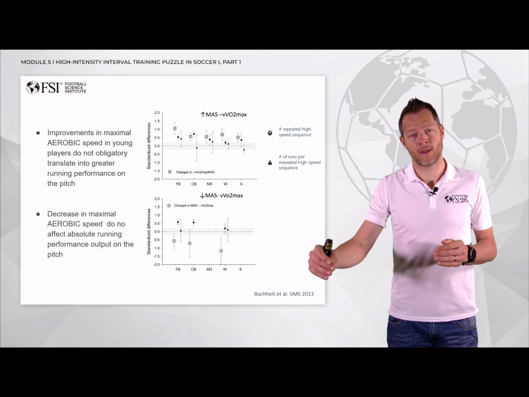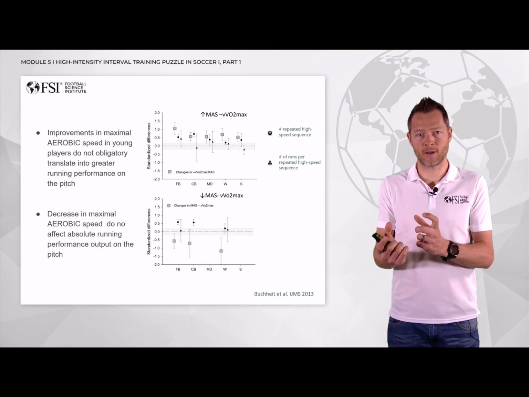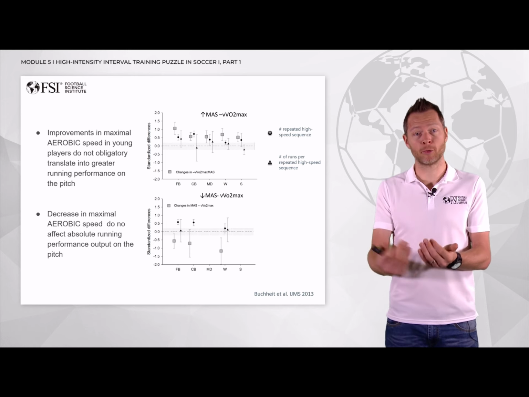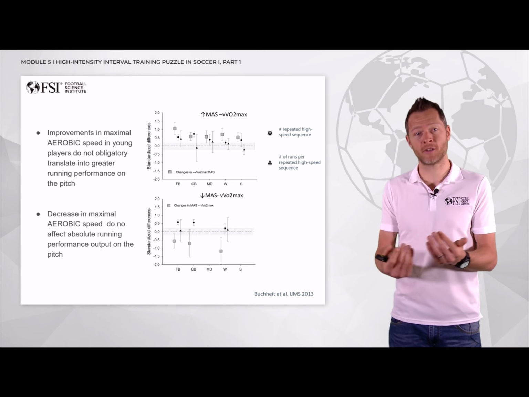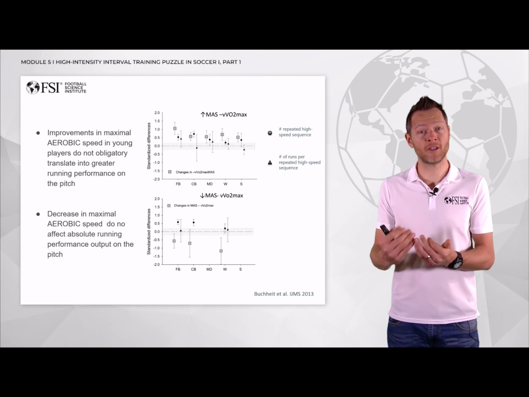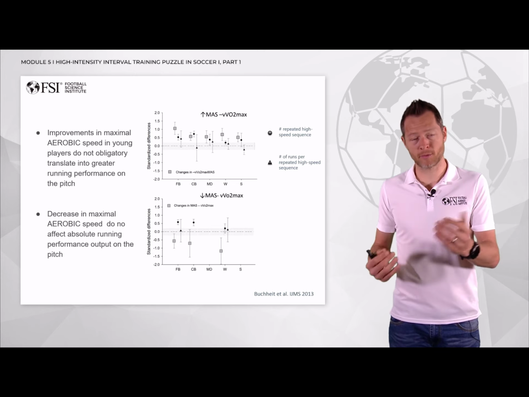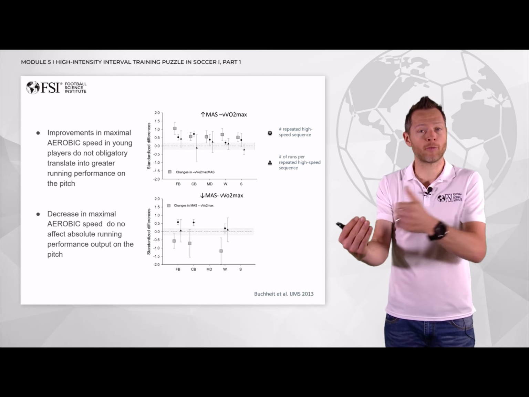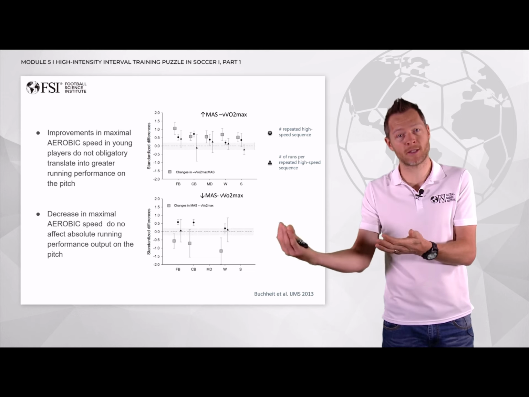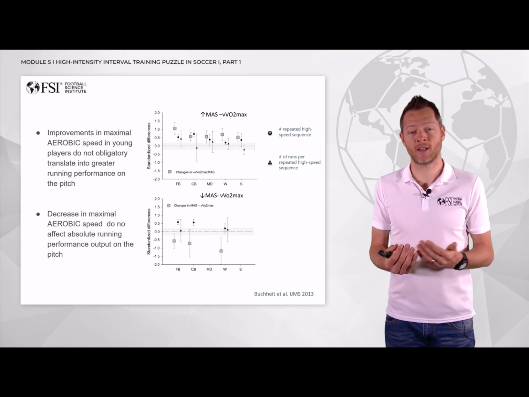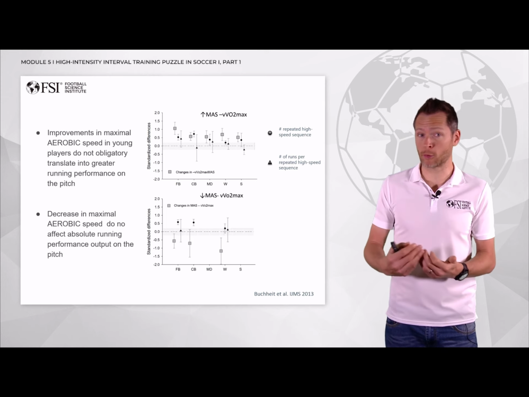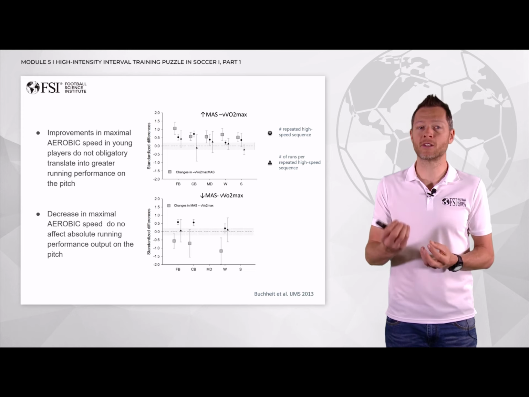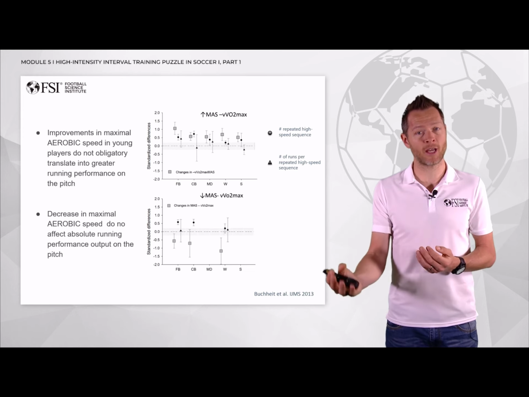For those kids, if there were a clear association between fitness and game output, we would expect that the running output would have dropped similarly to their fitness. But in that case, as you can see, the fitness dropped, but the running performance during games actually increased. It increased because they had to match the running demands of their teammates who got fitter. They lost fitness, but they were still able to do more on the pitch. So again, that shows that fitness per se doesn't dictate match activities during games.